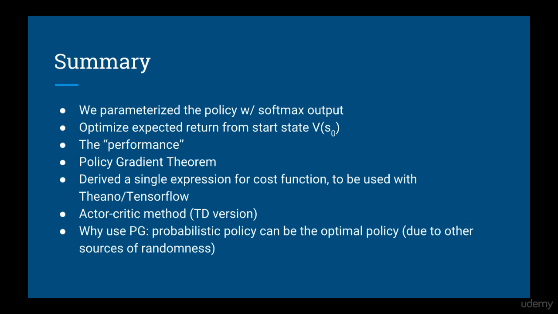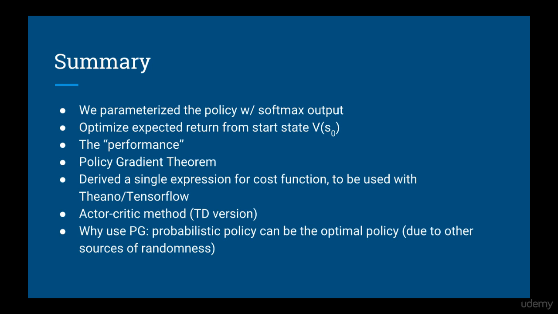Now let's summarize this lecture since there was a lot of information in it. First, we saw that we can parameterize the policy so that in effect, we get a probabilistic policy using a softmax output. Next, we saw that the objective that the policy tries to optimize is the expected return from the start state. In other words, this is the expected return over the entire episode. We call this objective the performance.